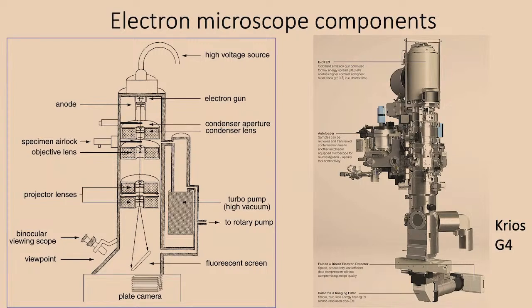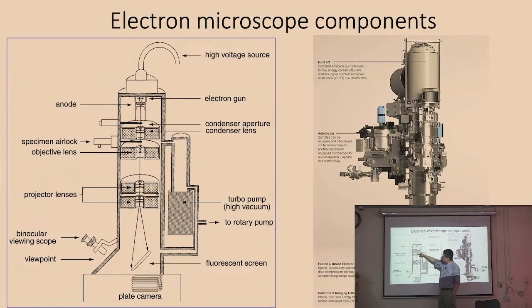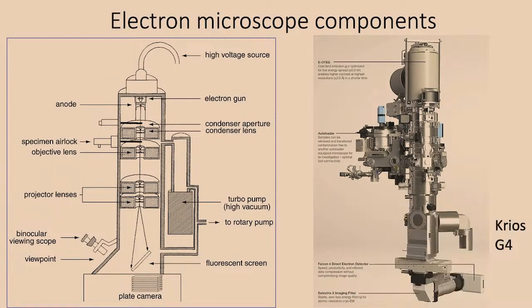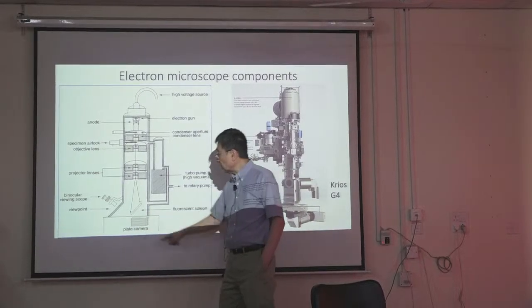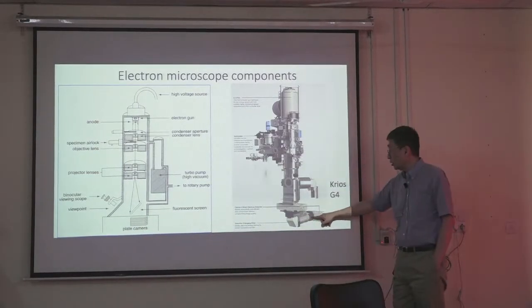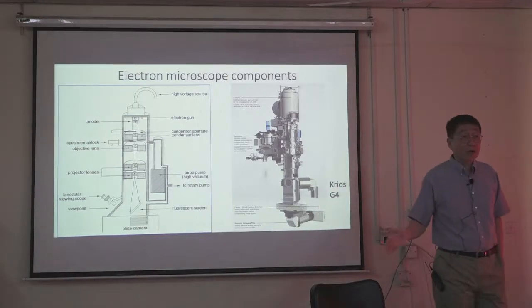Okay. So essentially, electrons come from the top, come all the way down. The sample sits right here. And then you have different lenses that focus electrons and magnify the image. And then at the very bottom, you have either a camera, in this case, or a detector. So EM has been around for a very long time.